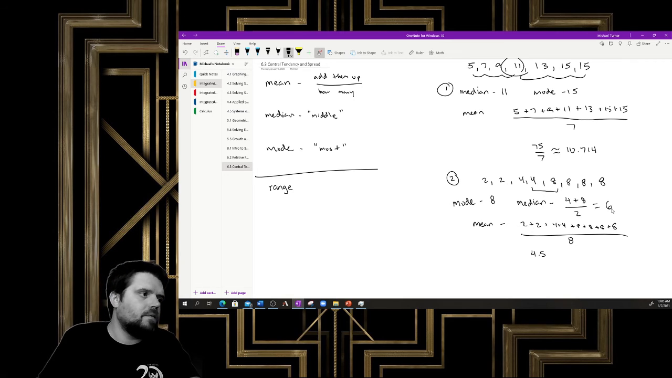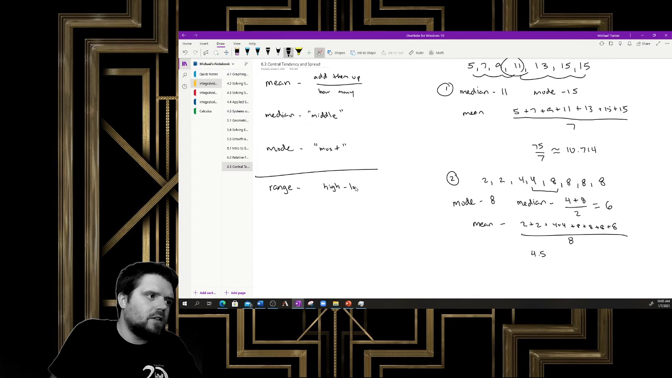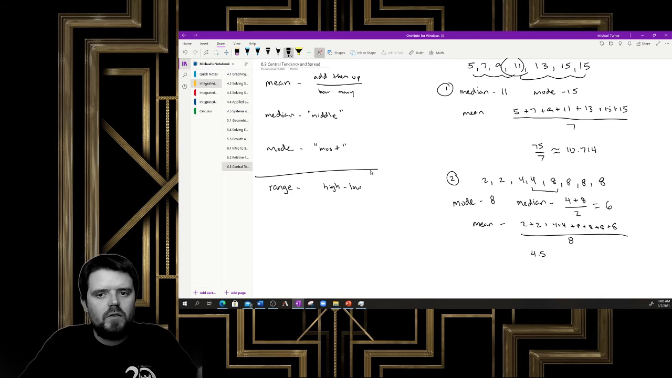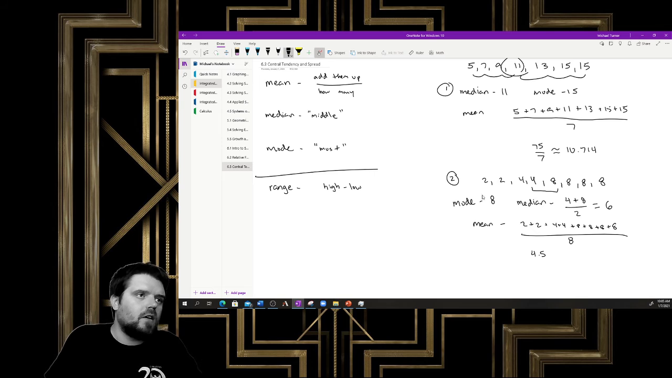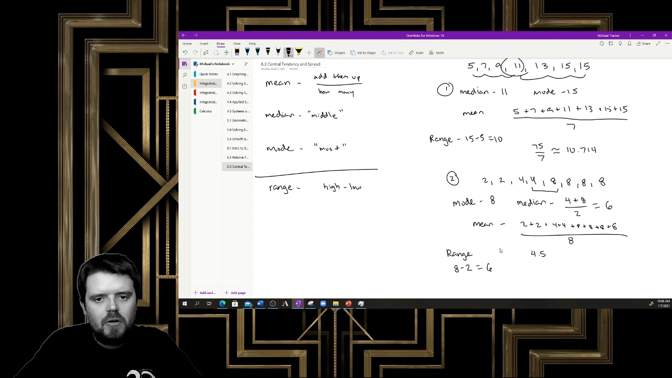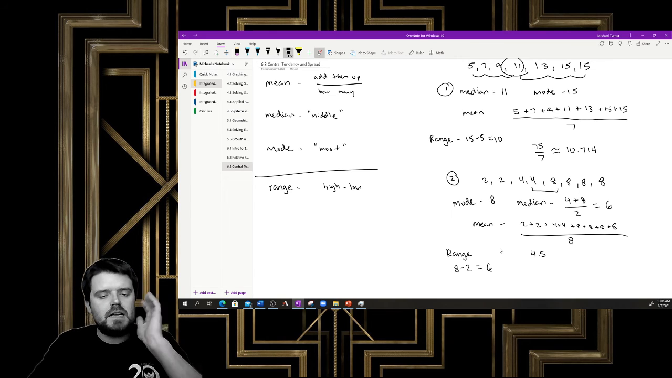Range is the most common, and range is simply taking the high and subtracting the low. So whatever the highest point is, or the lowest point is, you subtract those 2, that's your range. So, on examples 1 and 2 here, if I wanted to find the range, for number 1, for instance, I'm just doing 15 minus 5, which gives me 10. And for number 2, again, high minus low, 8 minus 2, gives me 6. It's an indicator of how far spread out data is.